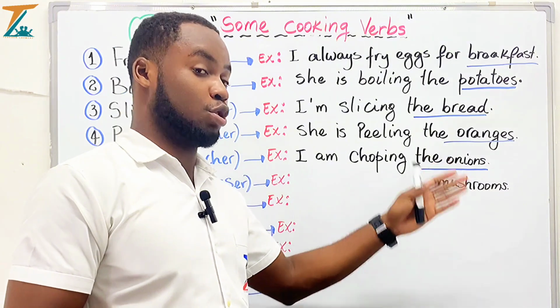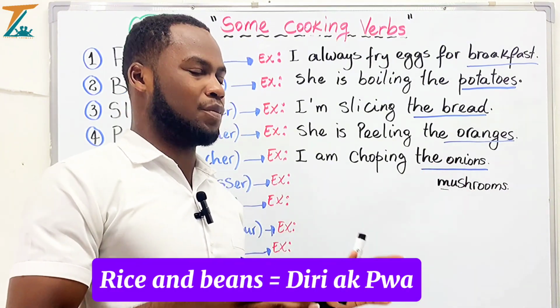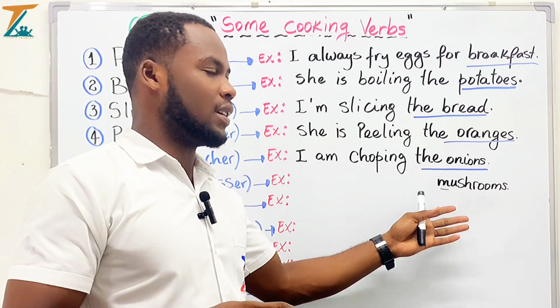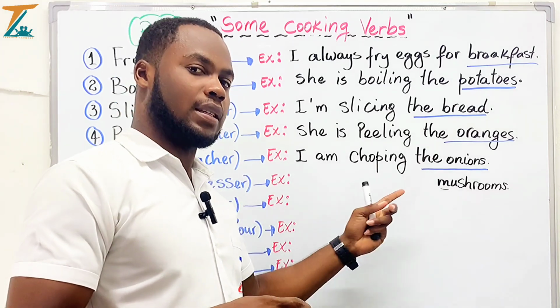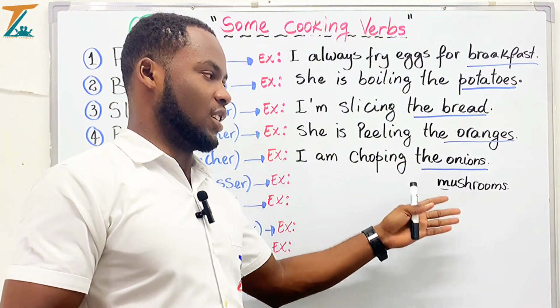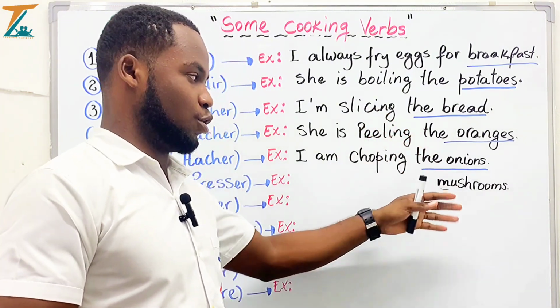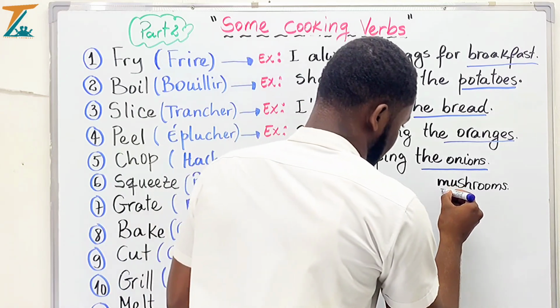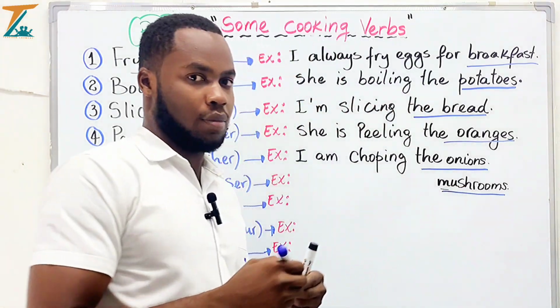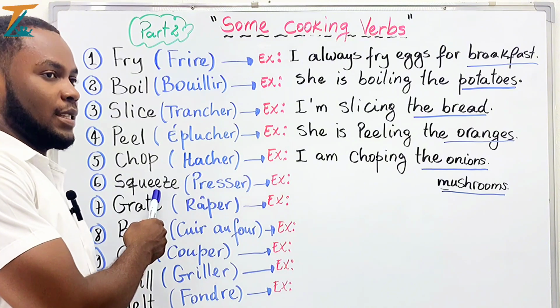M'a raché jonjon. If I am cooking rice and beans and I have to put some mushrooms in it, I can use this sentence. I am chopping the mushrooms. M'a raché champignon yo ou bien m'a raché jonjon yo. Ça nous est jonjon en créole, okay? We have this word mushrooms, okay?